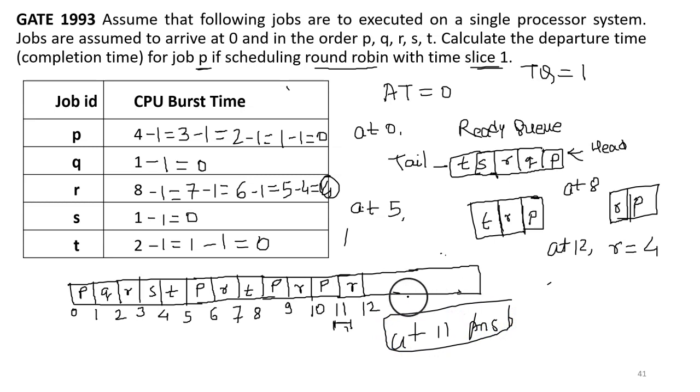If we continue this Gantt chart, then R will be executed like this. So that is about the complete Gantt chart, means R will be completed at 16, and we are asked about the departure time of P. Answer is 11.